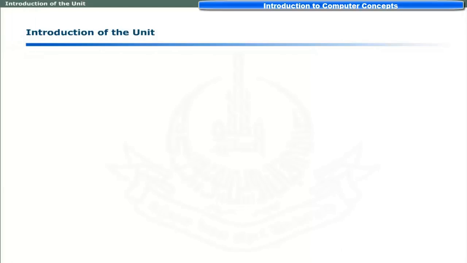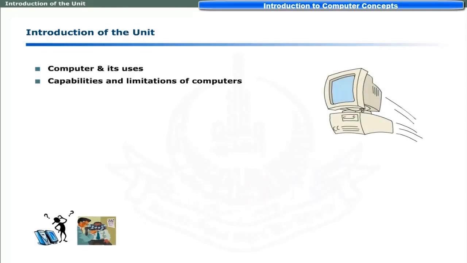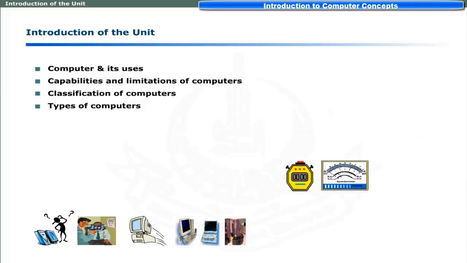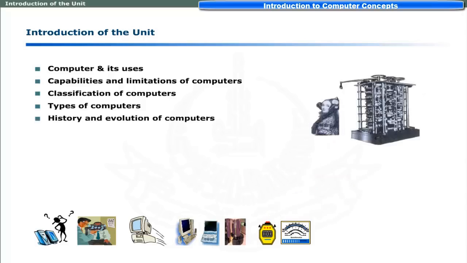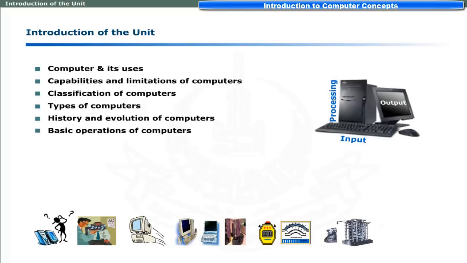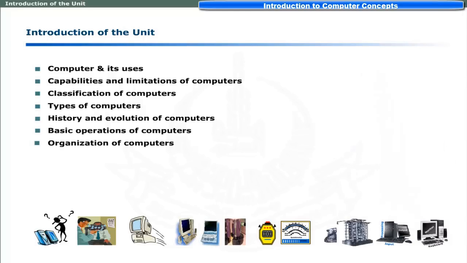Dear learners, in this unit we will introduce you to computer and its uses, capabilities and limitations of computers, classification of computers, types of computers, history and evolution of computers, basic operations of computers, and organization of computers.